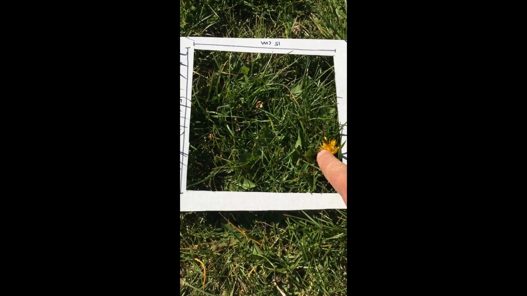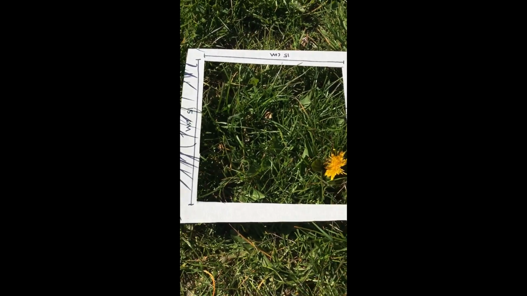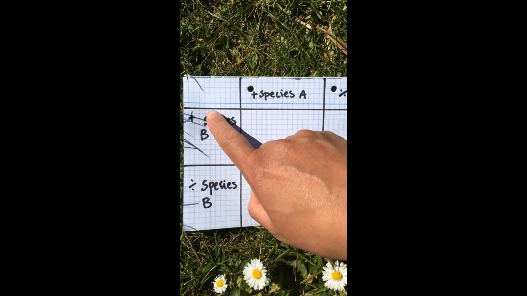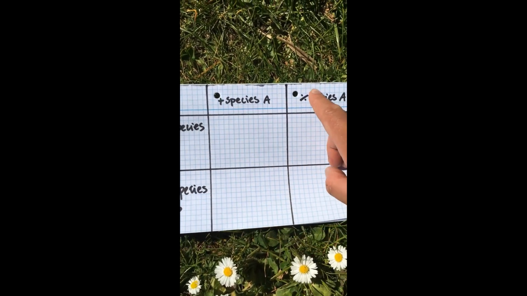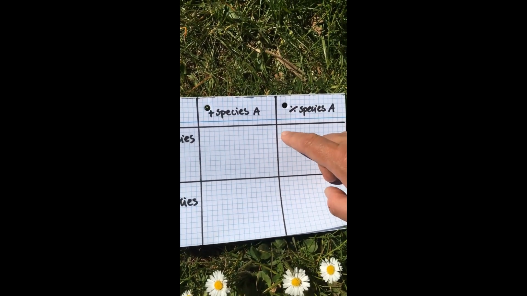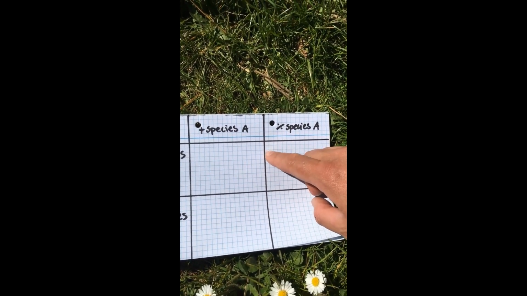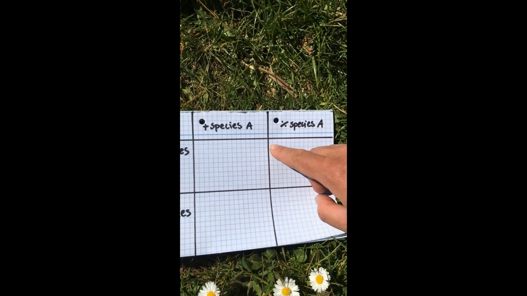Okay, so this would be an example of only the yellow flower being present. And if my yellow flower is my species B, that means that in this quadrat I have species B, but no species A. So I draw a line in this one to count that I have one of those types of quadrats with species B in it, but no species A.